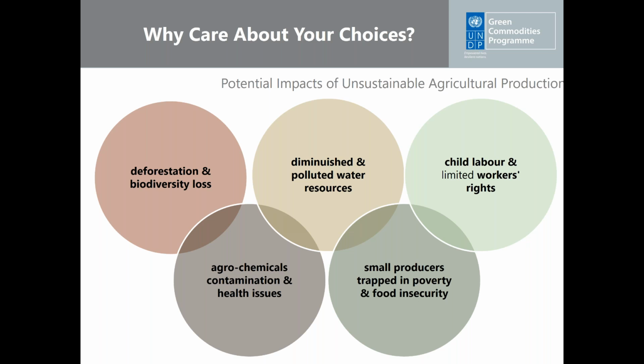deforestation and biodiversity loss, polluted waters and overuse of water, child labor, unfair labor laws, limited workers' rights, agricultural chemicals and contamination with associated health issues and also spillover into waterways, and unfair wages and practices that trap small producers in poverty and situations of food insecurity. If we understand these impacts, it helps us make better choices.